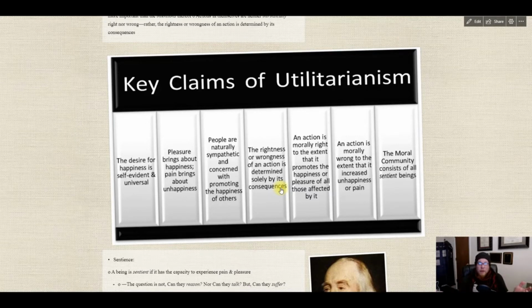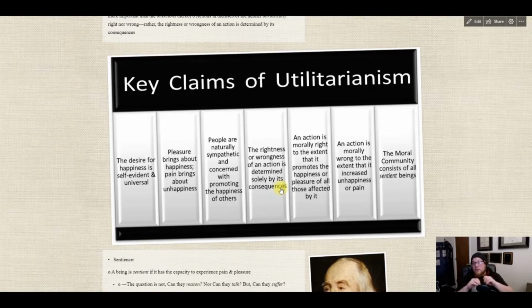We like to make other people happy, often because it makes us feel good. Further, an action is morally right to the extent that it promotes the happiness or pleasure of all those affected by it. We can measure goodness by how it affects the maximum amount of people positively. On the other hand, an action is morally wrong to the extent that it increases unhappiness or pain. And we can actually quantify this. Did you make a bunch of people upset? Did you make a bunch of people unhappy? Did you injure or harm or kill a bunch of people? That's wrong, even if it makes you really happy. The greatest happiness for the greatest number is what motivates utilitarian ethics.